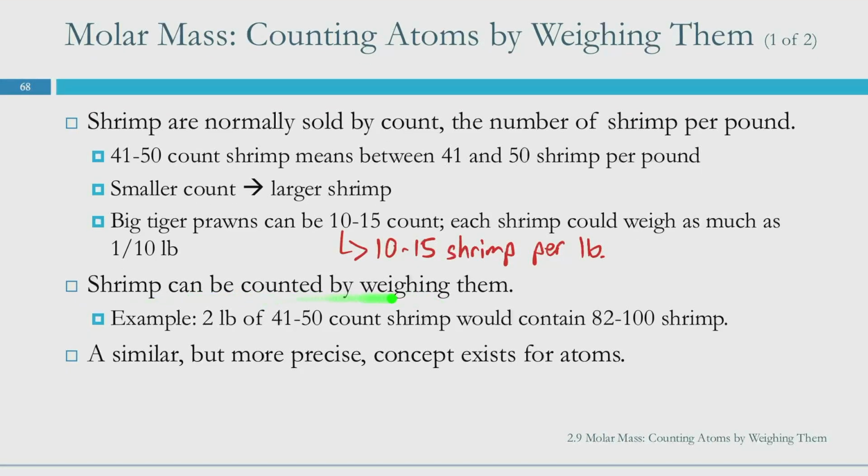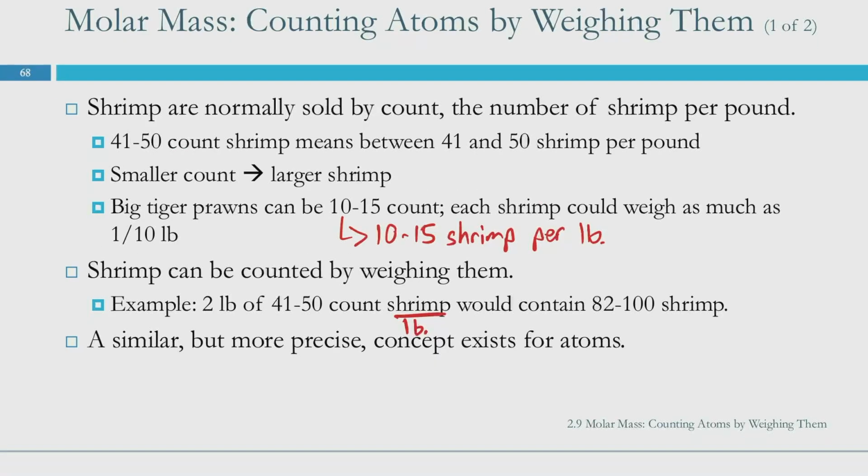You can also count the shrimp by weighing them. So for example, 2 pounds of 41 to 50 count, since that's shrimp per pound, 2 pounds times this many shrimp per pound would give us somewhere between 82 to 100 shrimp. So if we were hosting a cocktail party because we feel like being fancy, and we wanted everyone to have 10 shrimp each, we could do some calculations about how many pounds of what count shrimp we need to buy for these fancy shrimp cocktails for our party friends. Not something that I would do personally, but something that could be done.